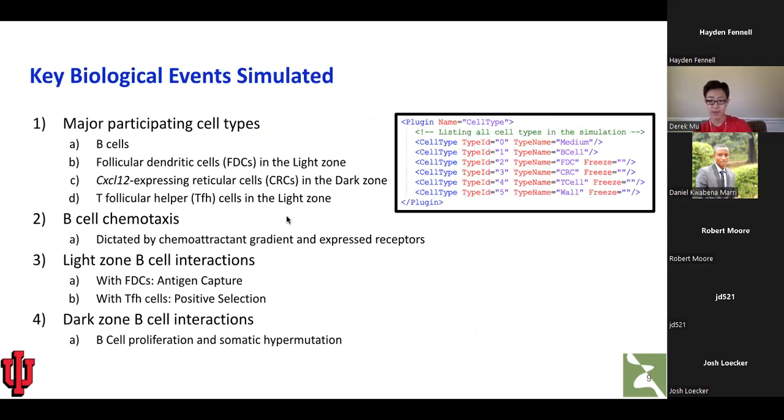So there are currently four main aspects to the simulation. The first is modeling major participating cell types, including B cells, follicular dendritic cells in the light zone, CXCL12 expressing reticular cells or CRCs in the dark zone, and T follicular helper cells in the light zone. And on the right, we have the corresponding XML code with the cell types. The second is B cell chemotaxis, which is dictated by the chemotactic gradients CXCL12 and 13 and expressed receptors. And the third key aspect is light zone B cell interactions, including B cells capturing antigen presented by FDCs and positive selection by T cells. And finally, in the dark zone, we have B cells proliferating and undergoing somatic hypermutation.